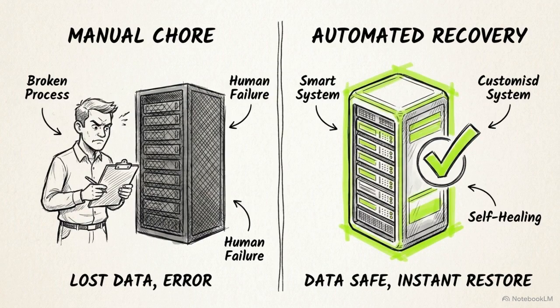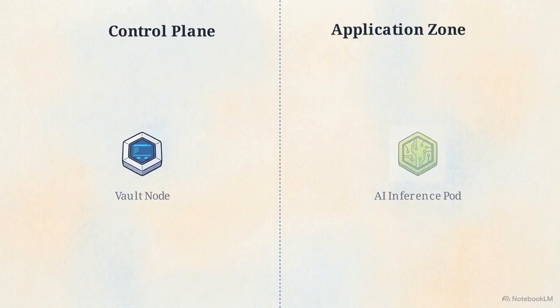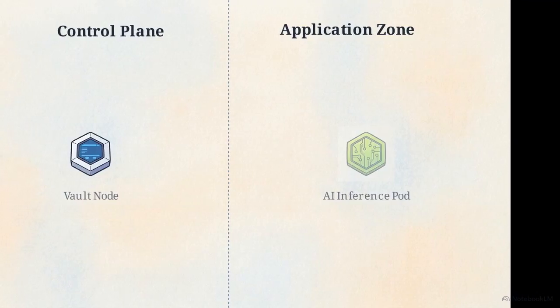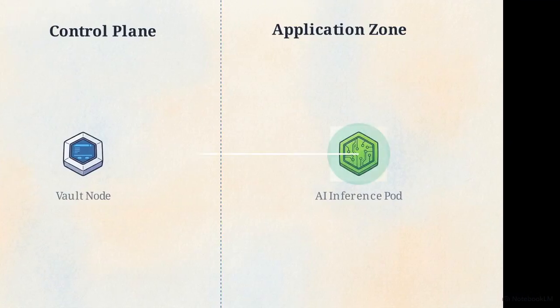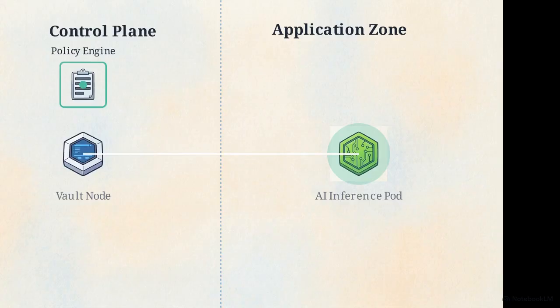Disaster recovery is no longer a manual chore. Auto-unseal converts it into a secure machine-to-machine protocol. Moving into the application zone, an AI inference pod initiates a request to the unsealed Vault node. For Step 7, Vault evaluates this call against its policy engine. Instead of a permanent password, Vault dynamically issues a short-lived, ephemeral credential.